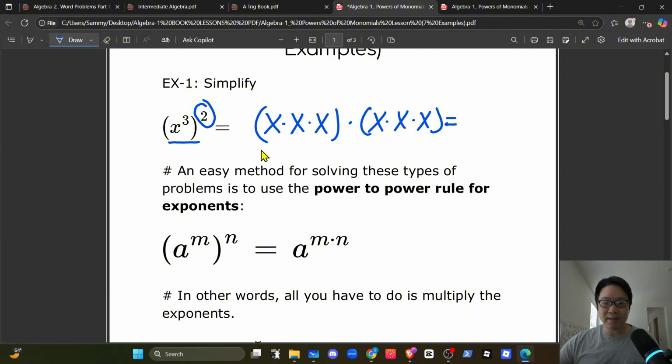And because all the bases are the same, you can simply add all the exponents. So there's 6 of them, so it's going to be x to the 6th power. Okay, and that's our answer.